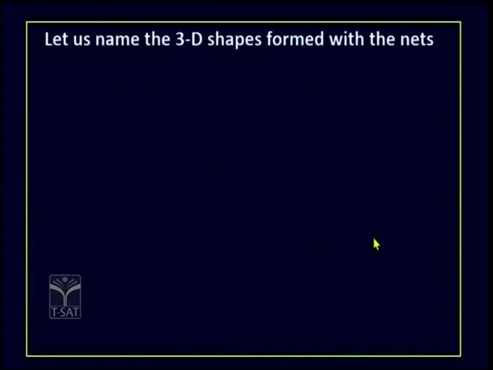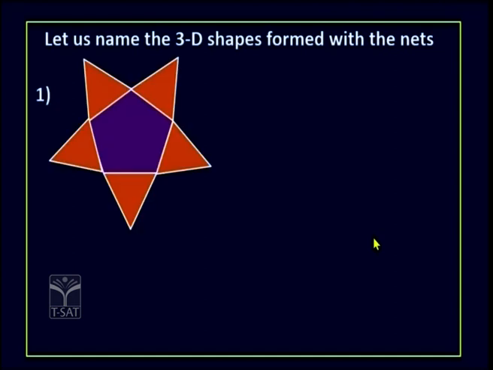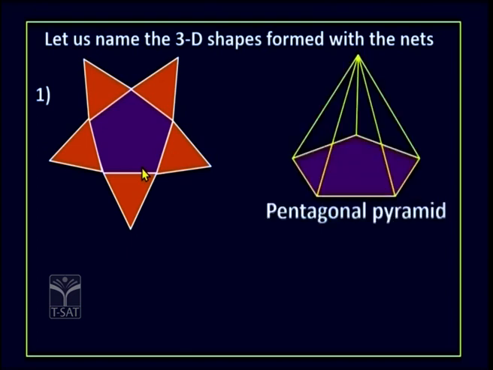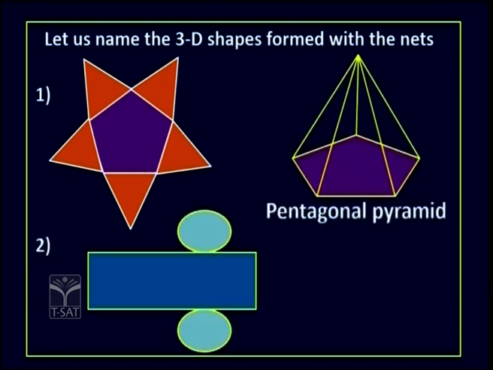Let us name the 3D shapes formed with the nets, children. What shape are you going to get, children, when you fold this along the line segments? Yes, you will get a pentagonal pyramid. Now, observe the second one, children. What will you get when you fold this? Yes, you will get a cylinder.